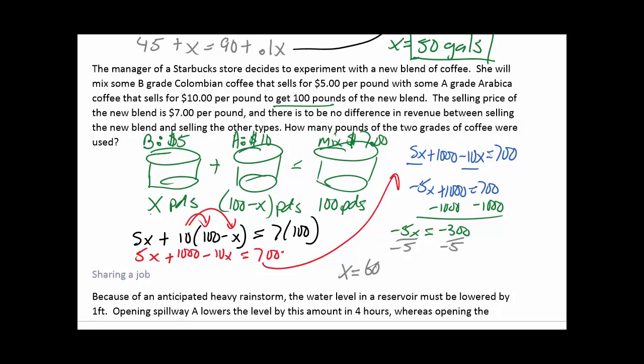So based on the fact that I said the grade B, so grade B, sorry, grade is a letter E at the end, isn't it? So the grade B, there's 60 pounds of it, which means grade A, we said was 100 minus x, so 100 minus the 60 would be 40.